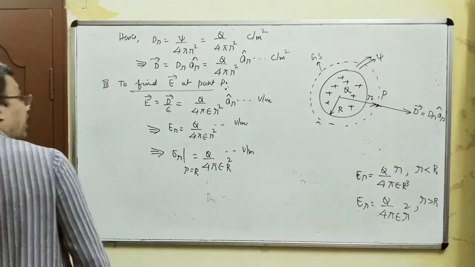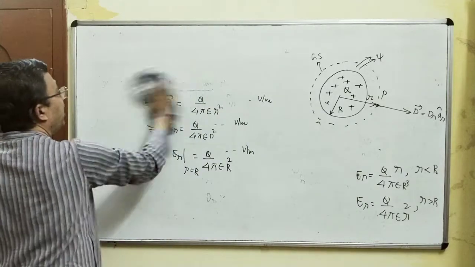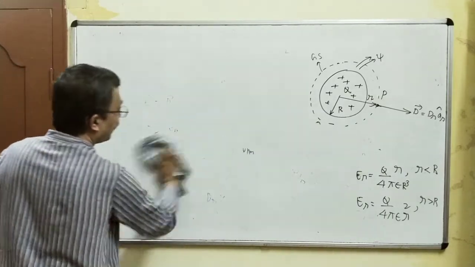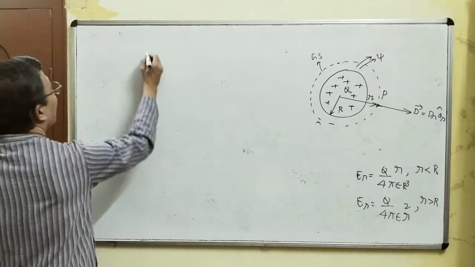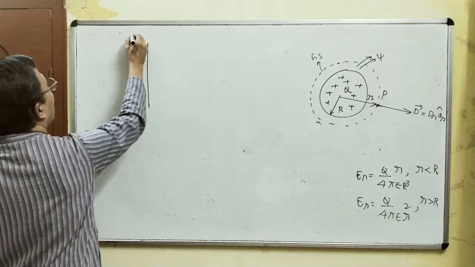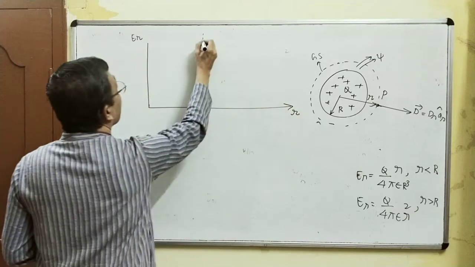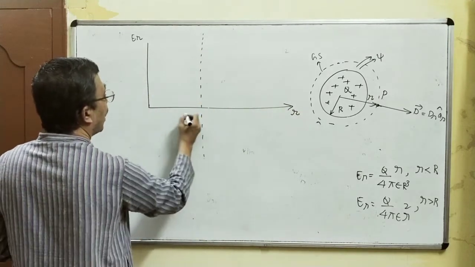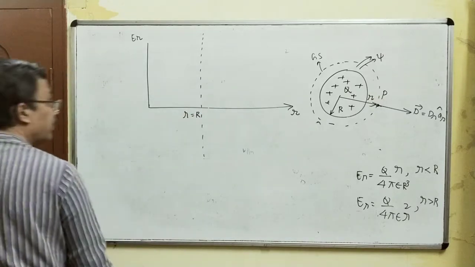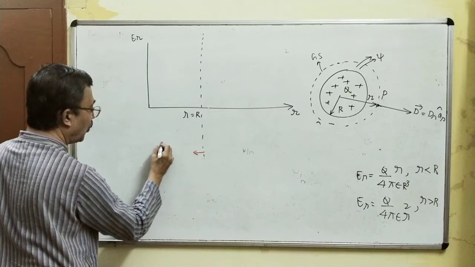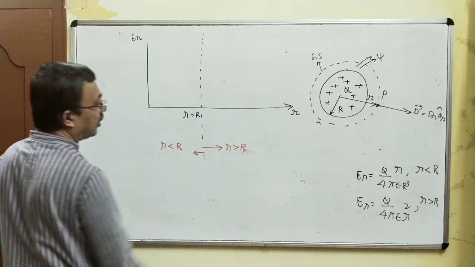Next, I am going to make this sketch of how Er varies with respect to radial distance small r. On y-axis, I'll write Er. On x-axis, I'll write r. This dotted line is drawn at small r equal to capital R. Please note that to the left of this line, small r is less than capital R. To the right of this line, small r is greater than capital R.